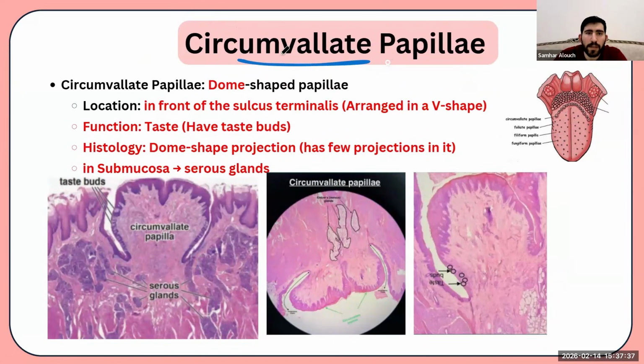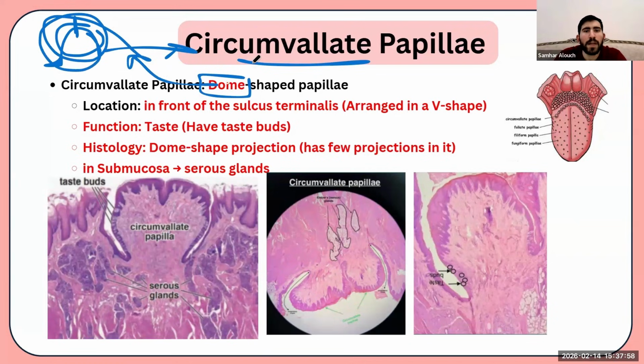Then we have the circumvallate papillae. Circumvallate means qubba. If you know Arabic, it's like a qubba, the part of, let's say, a mosque that's like this. This is what circumvallate means. So how will it look? Dome-shaped papillae. So circumvallate papillae are dome-shaped. Where are they? As I said, it's in front of the sulcus terminalis, and they are arranged in a V shape. What's the function? All of them are for taste except filiform papillae. Histology: dome-shaped with few projections.